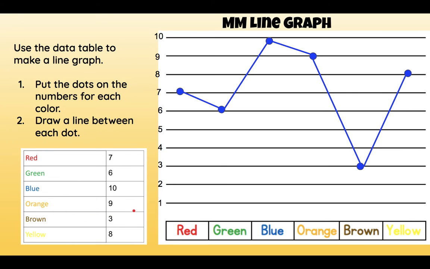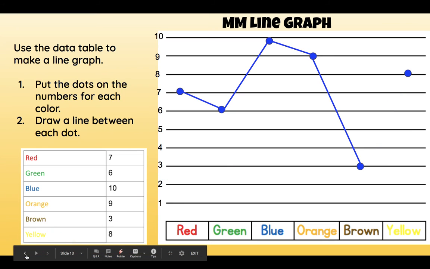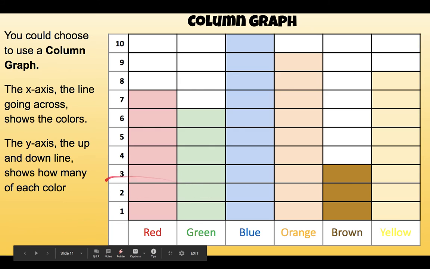So today, your job is going to be to take your data table that you created from yesterday, and you're going to create 2 more types of graph. You're going to create your own line graph, and you're also going to create your own column graph. This is going to help you be able to see all the different types of data and how you can view it on different types of graphs.